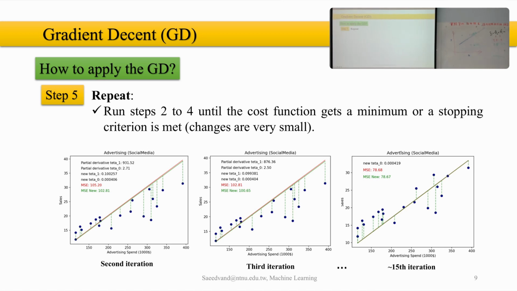Step 5, repeat it. Now run steps 2 to 4 until the cost function gets to a minimum or some stopping criteria is met, that usually is, too, the change is too small. If theta hat 1 and theta hat 0 are changing very little, then you say, okay, this is ignorable, the change is too small. Or you set some number of iterations. You say like 500 iterations, 1,000 iterations, or 100 iterations. How many times do I need to try? Then when that ends, your algorithm stops training, stops adjusting the model based on the data that you pass.